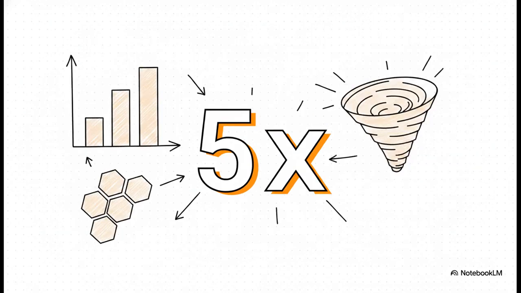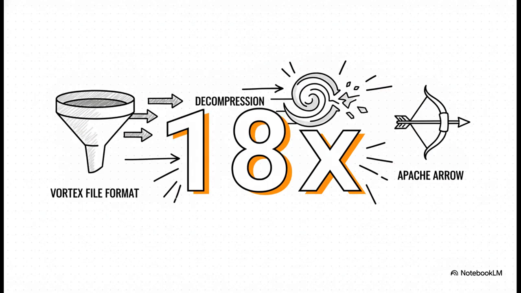For AI data loading, this is a real game changer. But hey, it's not just about reading. Across a geometric mean of standard benchmark datasets, Vortex writes data roughly 5 times faster than Parquet. And when you need to do a full scan decompression and pass that data straight into Apache Arrow, Vortex performs that task a massive 18 times faster than legacy formats.